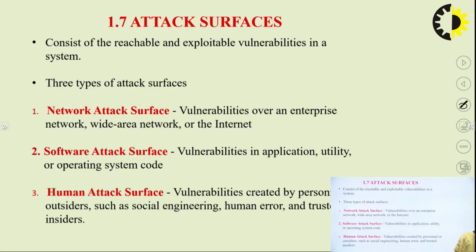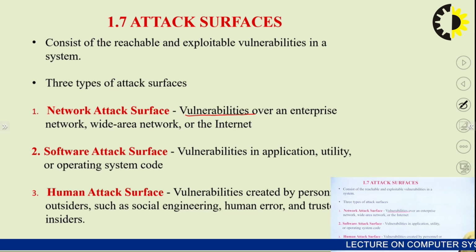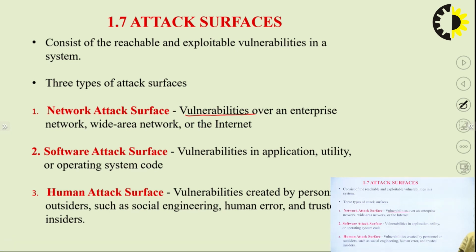Now, attack surfaces consist of reachable and exploitable vulnerabilities in the system. There are basically three types of attack surfaces. First is the network attack surface. What is the network attack surface? Vulnerability over an enterprise network, wide area network or the internet. That means any vulnerability or weakness over a particular network, if it is occurring over the internet or a wide area network. In terms of network, we are dealing with what the attack surfaces are in that particular network. That is what is called the network attack surface.